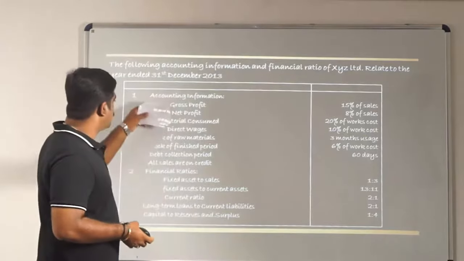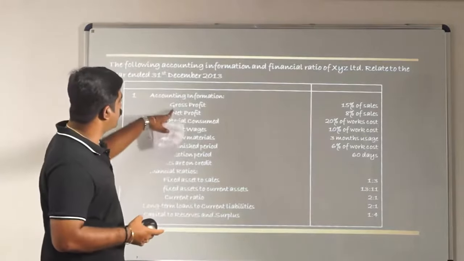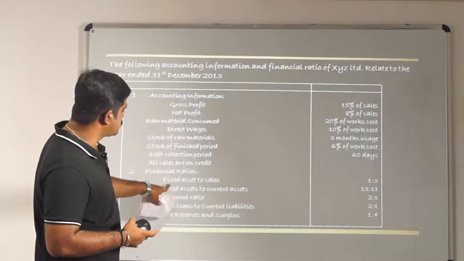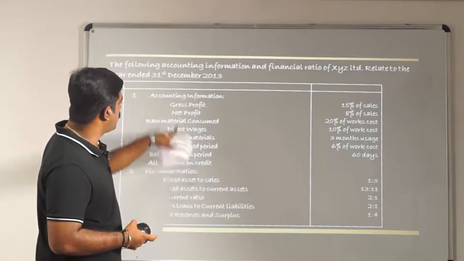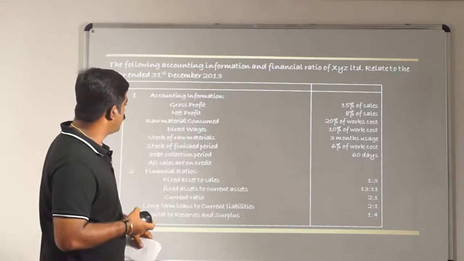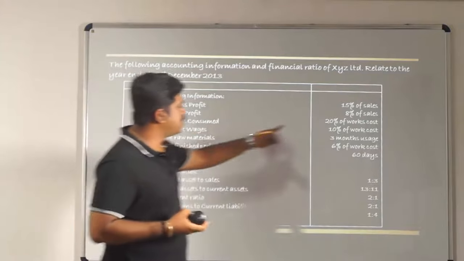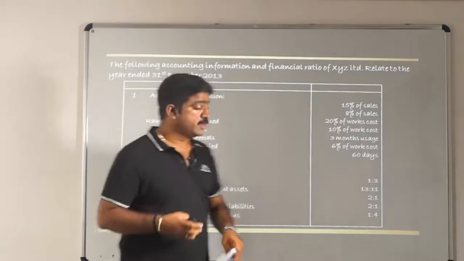Then some accounting information. If you notice, you have gross profit 15%. Now using this ratio you can find out sales: apply 15%, you get to know what's your gross profit. For the net profit also, apply 8% on sales, you get to know what's your net profit.